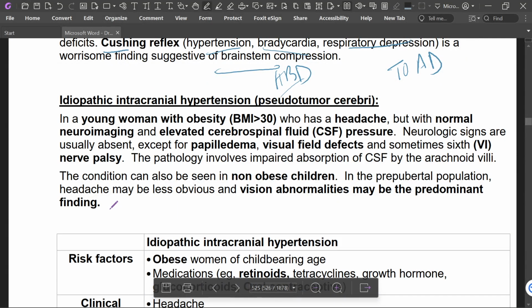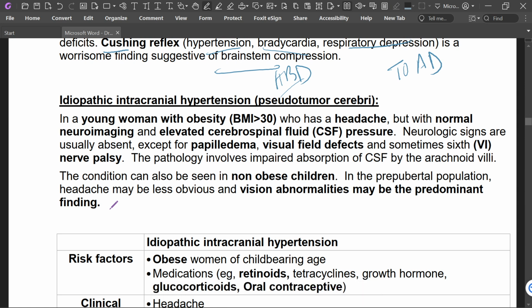Idiopathic intracranial hypertension occurs in obesity, BMI more than 30, with a headache but normal neuroimaging and elevated CSF pressure. Neurologic signs are absent except for papilledema, visual field defect, and sometimes sixth nerve palsy.